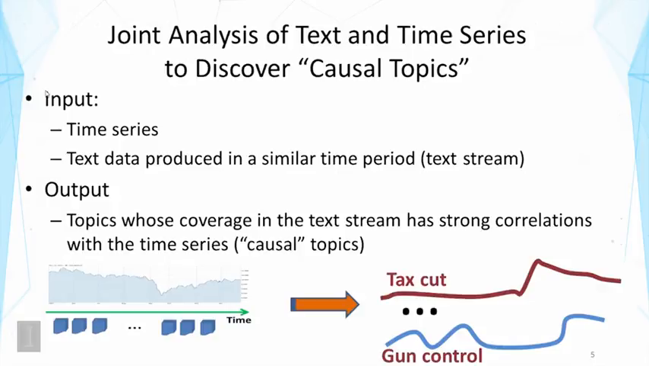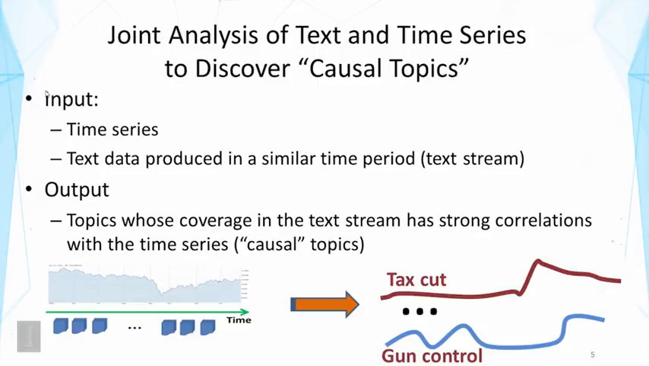So all these cases are special cases of a general problem of joint analysis of text and time series data to discover causal topics. The input in this case is a time series plus text data that are produced in the same time period, the companion text stream. And this is different from the standard topic models where we have just a text collection. And again, that's why we say time series here serves as context. Now, the output that we want to generate is the topics whose coverage in the text stream has strong correlations with the time series. For example, whenever the topic is mentioned, the price tends to go down, etc.